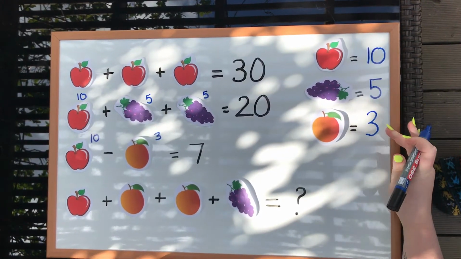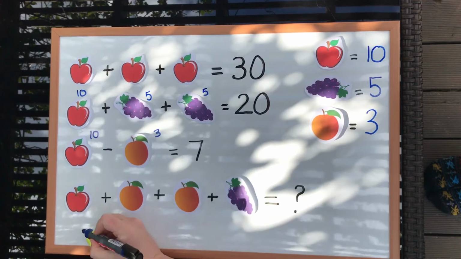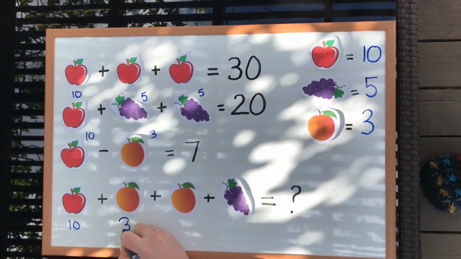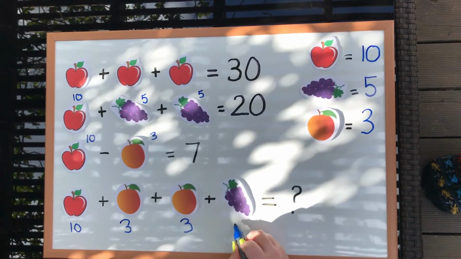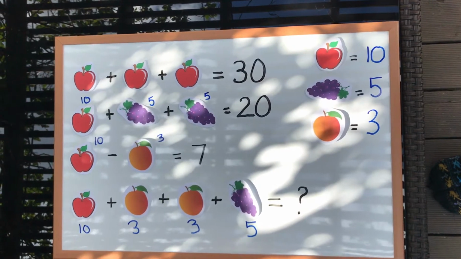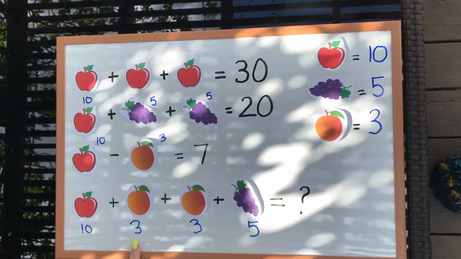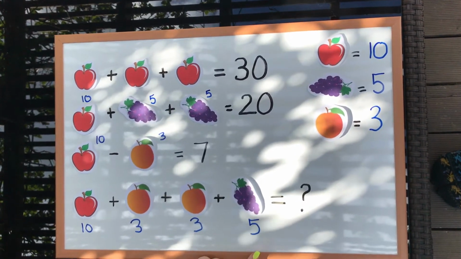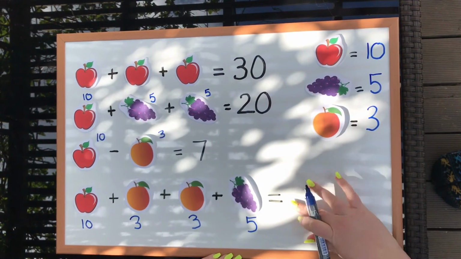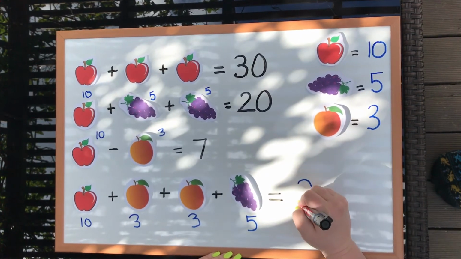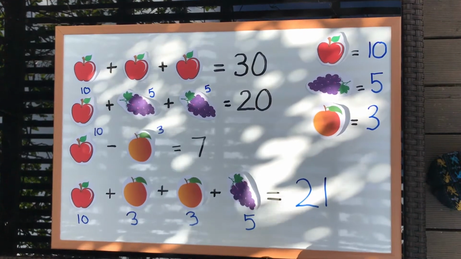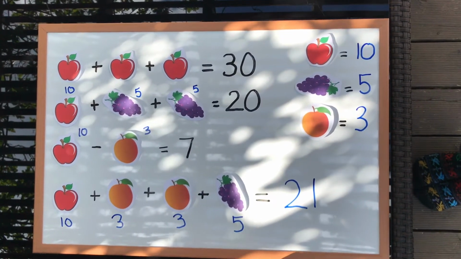So now that we have all our values worked out here, we can do our bottom question, which is now going to be apple plus peach plus grapes. I'll give you a minute to see if you can work that out. So 10 plus 3 plus 3 plus 5. Let's see if you got the same answer as me. 21. Well done.